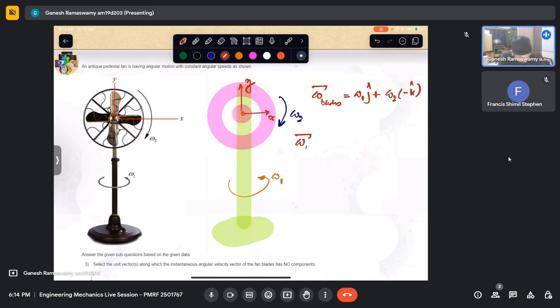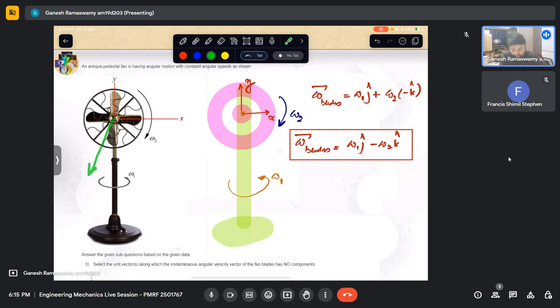So omega of the blade is nothing but omega 1 j minus omega 2 k cap. So this is no longer along one direction, but that axis is also rotating. Whatever is k now is pointing out of the plane of the paper right now. At the next instant, it will be pointing like this. Next instant, it will be pointing like this. So that is also having a rotation. That is what makes it a 3D kinematics problem.